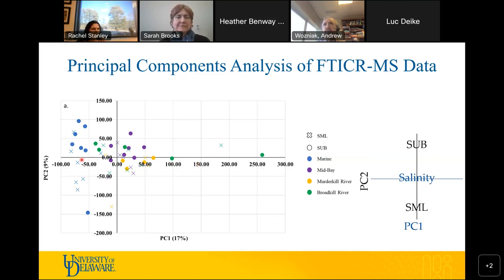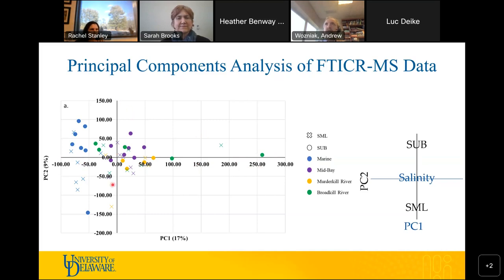On the x-axis, we're separated primarily based on salinity, with our marine site having the highest salinities, and this being our sample that has a salinity of 11. So that's explaining quite a bit of the variation in the data, and that makes sense based on our understanding of terrestrial versus marine organic matter sources.